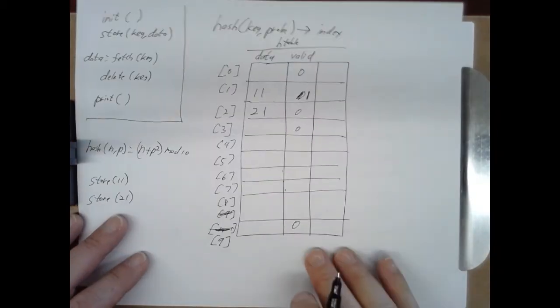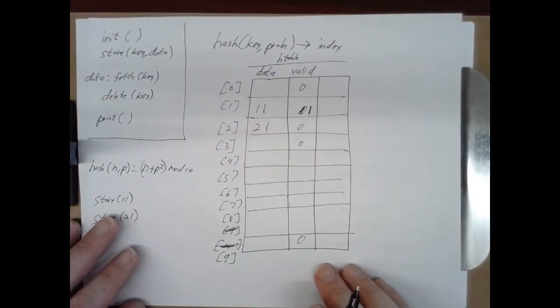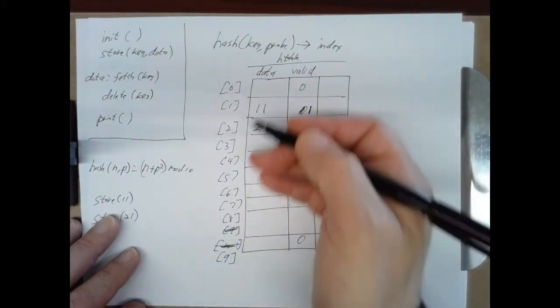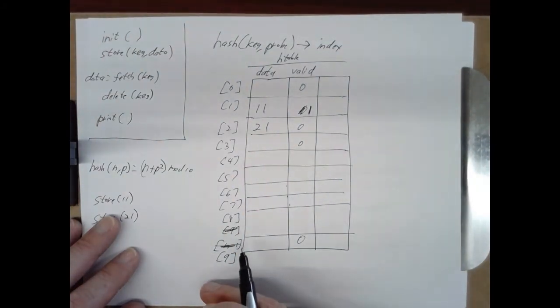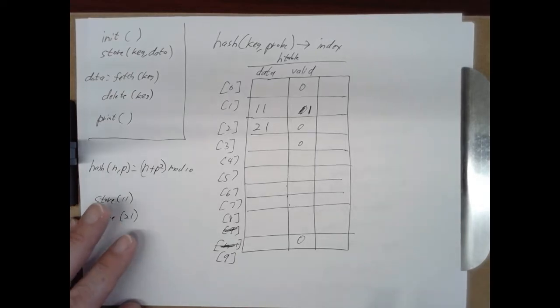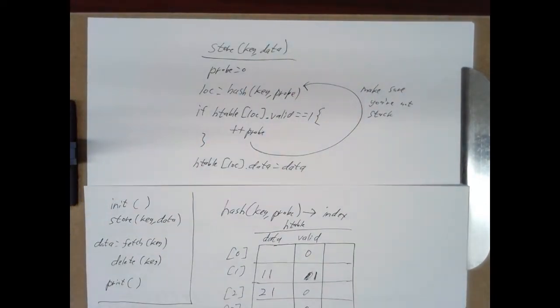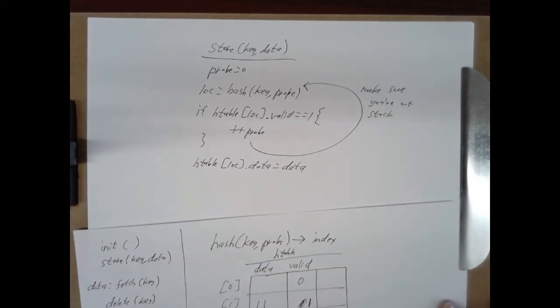Because if the table's full, or if our hash function is not ideally chosen, we might just keep bouncing around between certain values that are all in use. And we're never going to find a place to store our data. We need to detect that somehow. So we can do it by counting the number of times that we've iterated, or by making sure we don't come back to a location we've already seen. And there's different techniques, but you've got to do something.